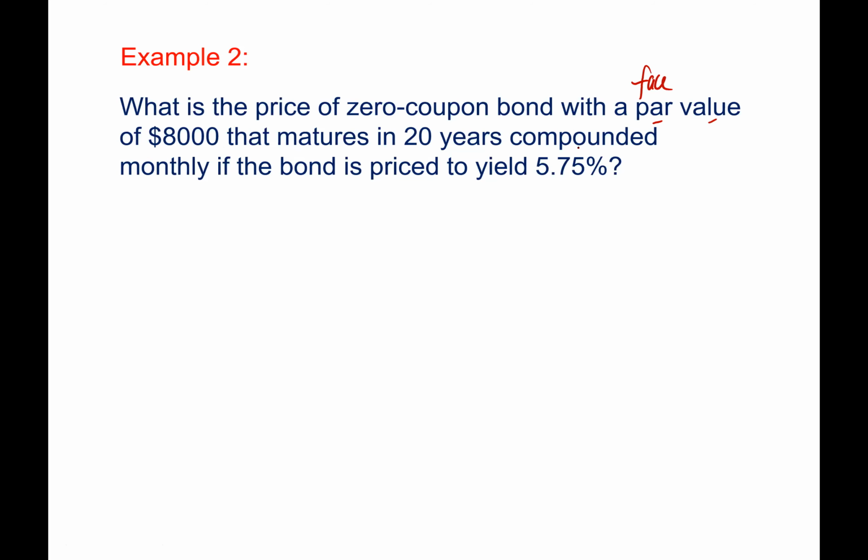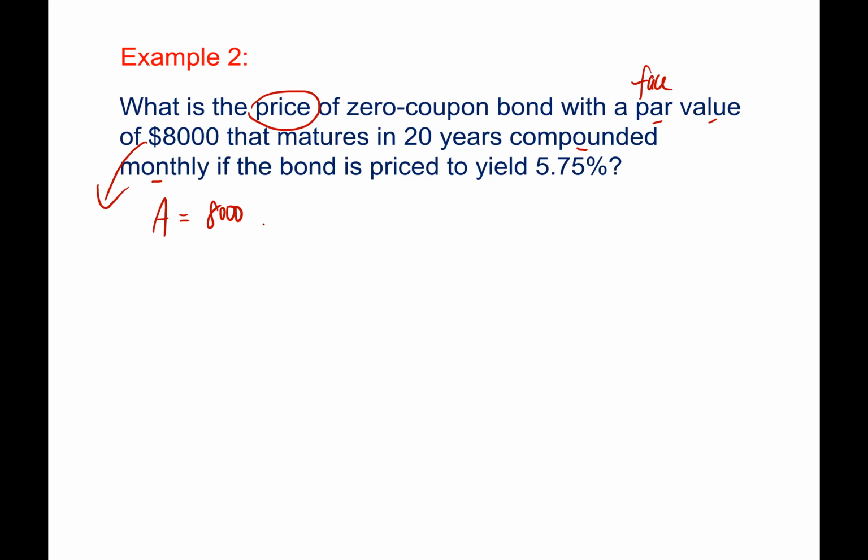It's compounding monthly now. Okay, and if the bond is priced to yield 5.75% in yield, so this is annual return, annual interest, right? All right, so similarly, you're looking for the current price, meaning the purchase price. And here we are given the par value, face value. So this is happening in the future, so A is equal to $8,000.